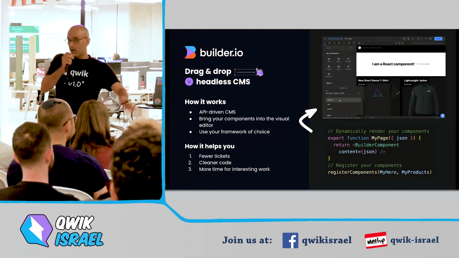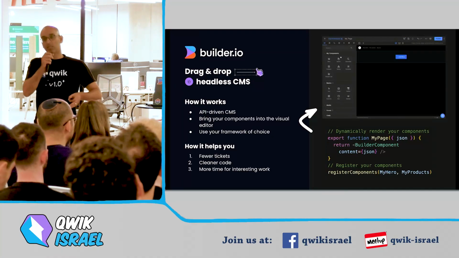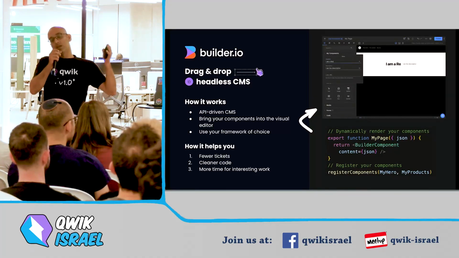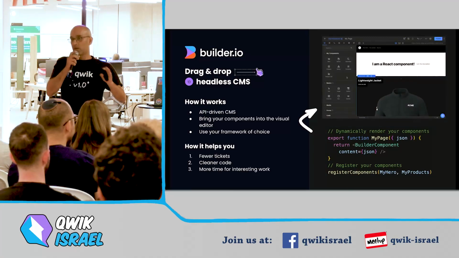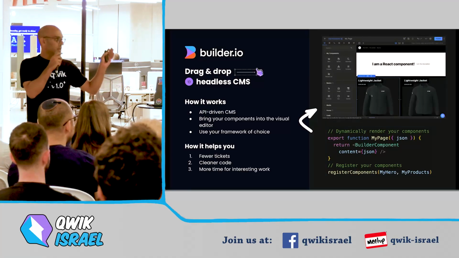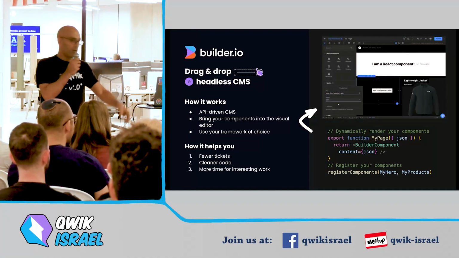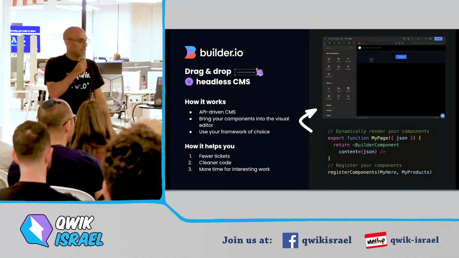And I work for Builder.io, right? Just in general, Builder.io is a drag and drop headless CMS. You can connect to any sort of stack and then have a drag and drop editor where you can register components and work with components. It's an API driven CMS. You can bring your own components and it'll help you reduce tickets. That is the TLDR.